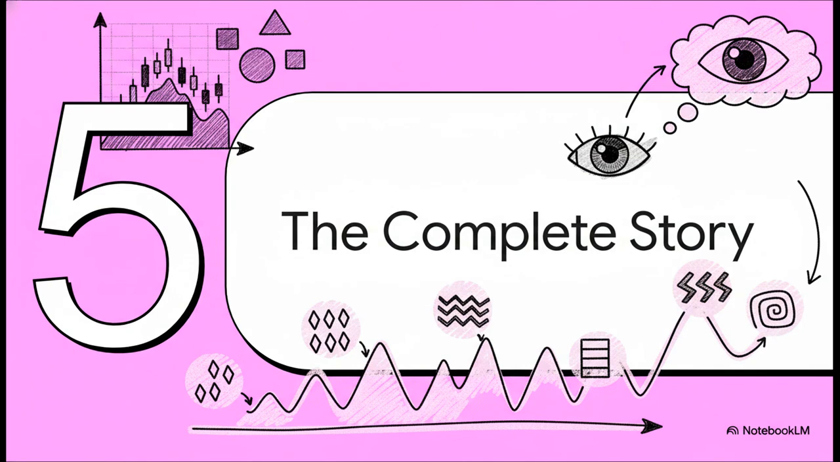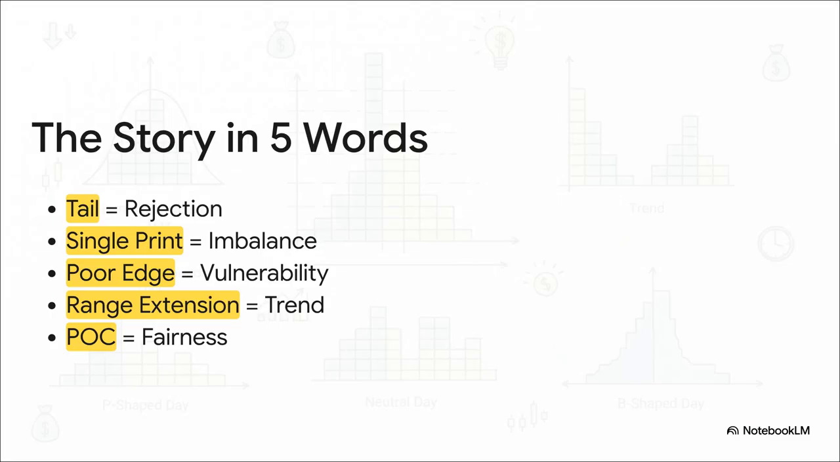So, we've learned the vocabulary. Now it's time to put it all together and actually read the market's complete story. Each one of these patterns is a word, right? And when you put them together, they form a sentence about what the market is trying to do. Here's your cheat sheet for reading the story.